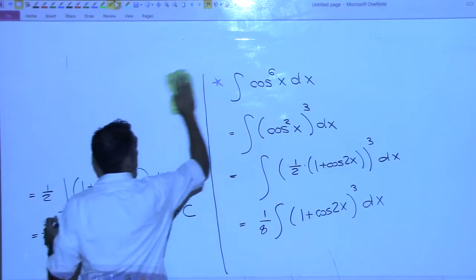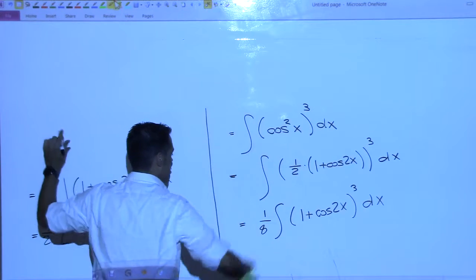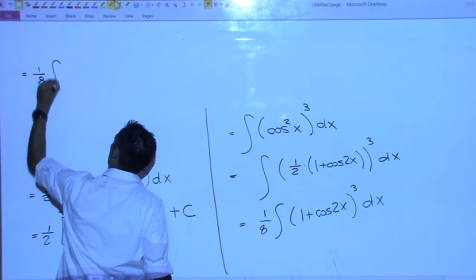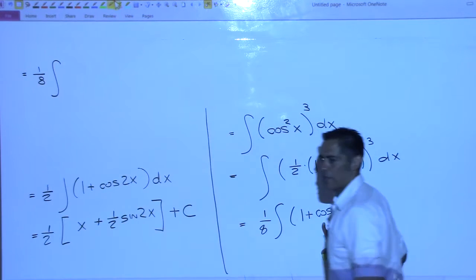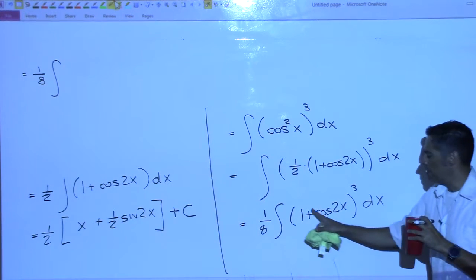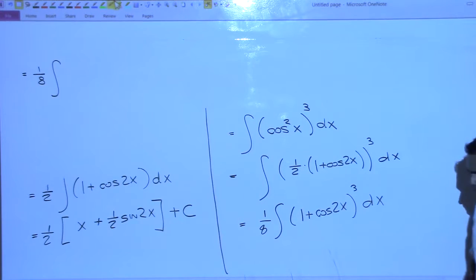This is now going to become 1/8 integral. I'm giving myself plenty of room this way. If you cube this, you can't use the shortcut sum of cubes. This is not a sum of cubes. It would have to be this cubed plus this cubed. So we just have to expand it.